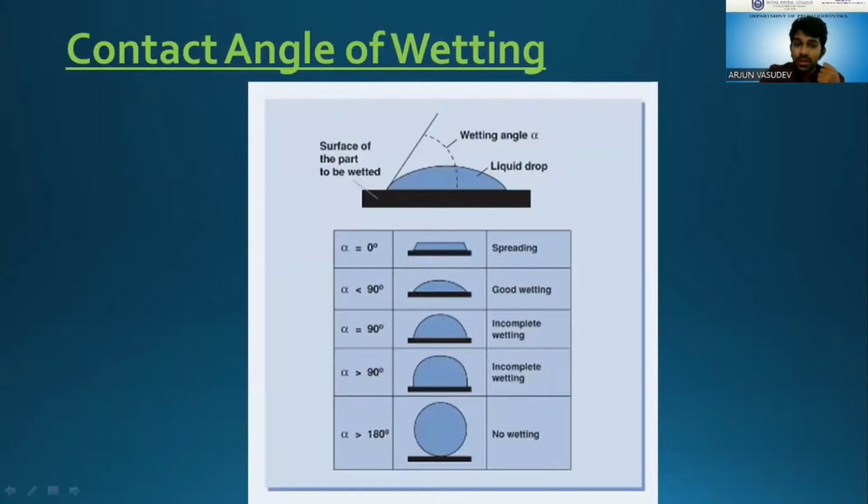Now, the contact angle of wetting. When there is spreading of the adherent, the wetting angle is almost 0 degrees. Good wetting is when it's less than 90 degrees, incomplete wetting is when it is at 90 degrees, and no wetting means a contact angle of 180 degrees.